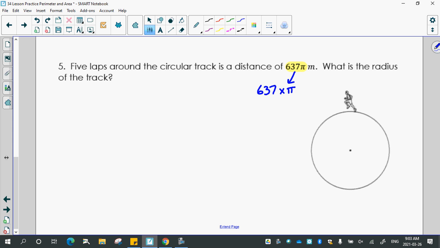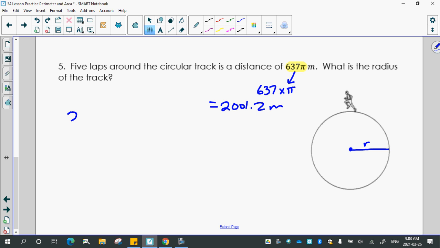Okay, what is the radius of the track? So that's what we want to find out. Any ideas how I could find that? Reese? Well, if you times 637 times pi, you could get a decimal around what it was approximately. Okay, so 637 times pi is about 2001.2 meters. And then you can divide that by the number of laps.